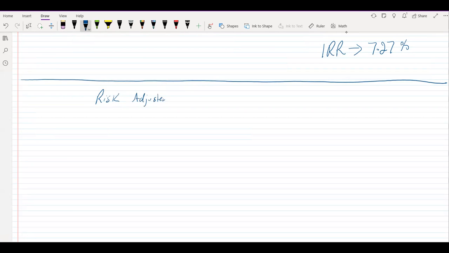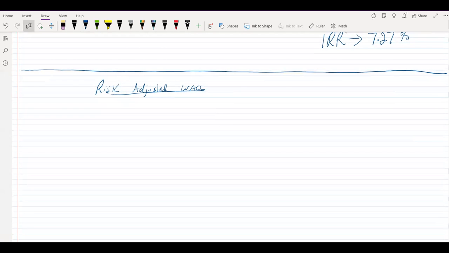Risk adjusted WACC. Okay, what will happen here? What we need to do here.